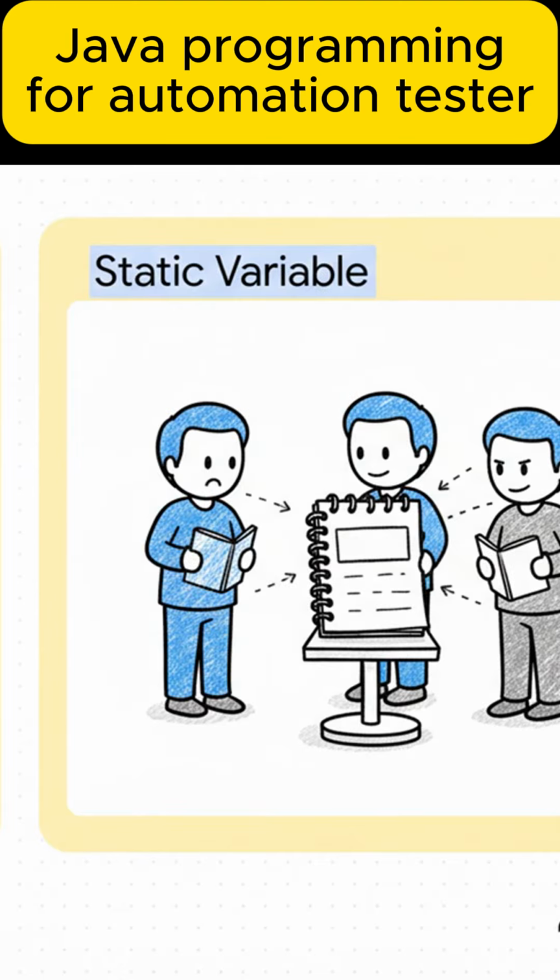And this is where things get really practical. A normal variable means every single object you create gets its own copy. But with a static variable, all objects share one single copy. It belongs to the class, not the object. And the big win here? It saves a ton of memory, especially if you're creating hundreds or thousands of objects.